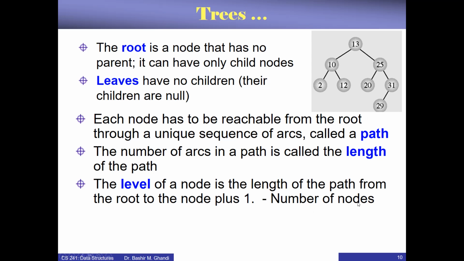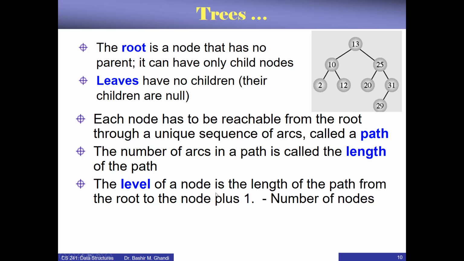Actually, it is easier to count the nodes along the path. That will give you the level. So, for example, to reach 29, we have 1 for node 13, 2, 3, 4. So the level of 29 is 4. The level of 12 is 1, 2, 3. Okay, so actually it's more related. Now here we have to be careful actually, because this definition is not universal.